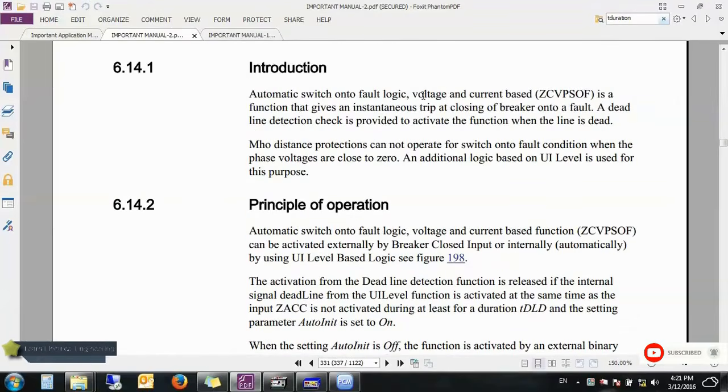Automatic switch onto fault logic. Voltage and current based is a function that gives an instantaneous trip at closing of breaker onto fault. A dead line detection check is provided to activate the function when the line is dead. Distance protection cannot operate for switch onto fault condition when the phase voltages are close to 0. Because the voltage, as you know, passes through 0, at that time it might not notice and not operate, so I will set the UI level for this purpose. This is if you have it, so the UI level should not be forgotten.